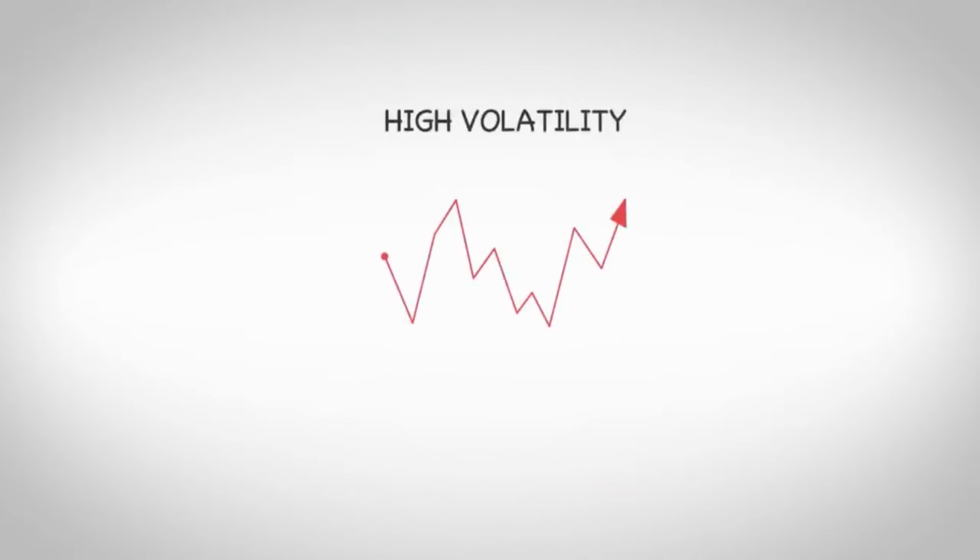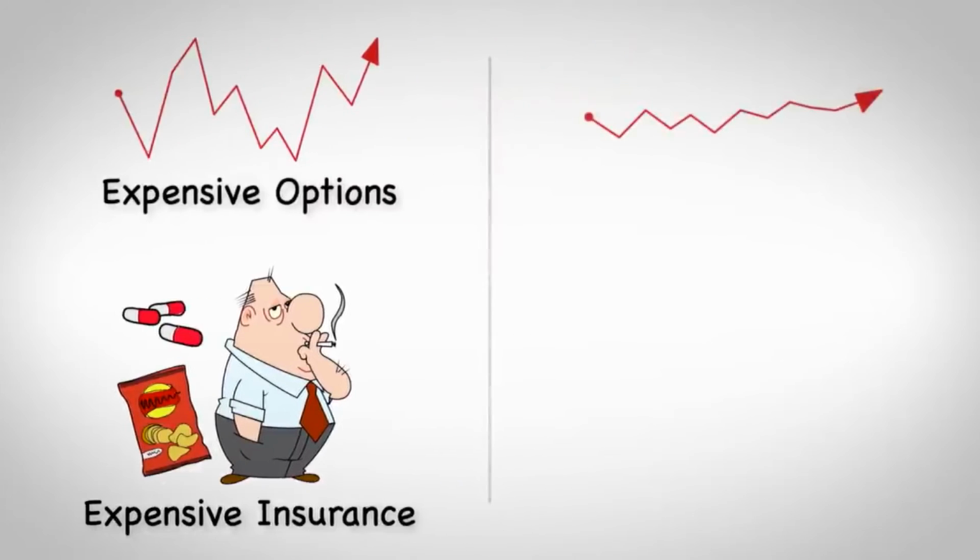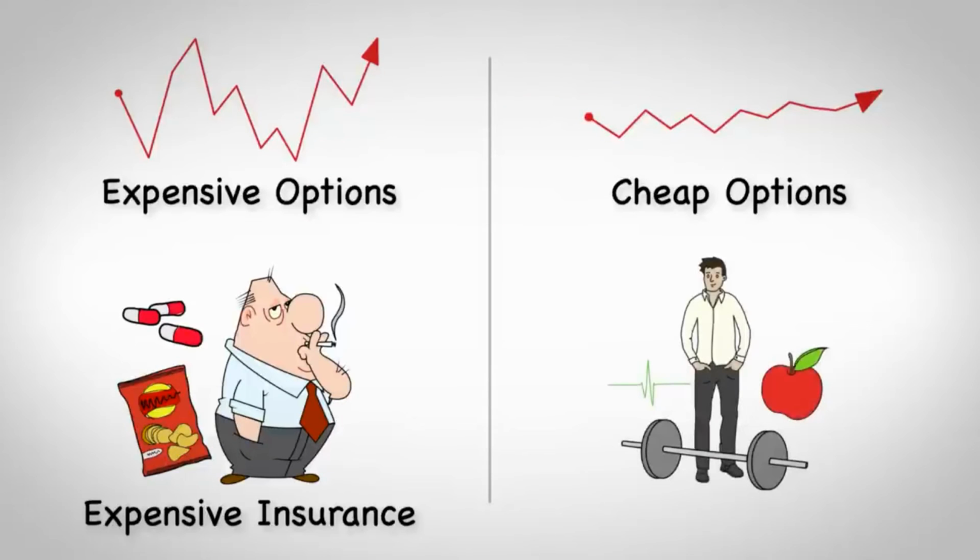So a high volatility stock is going to have more expensive options, just like a very unhealthy person is going to have to pay a ton of money for life insurance. And a low volatility stock is going to have cheap options in the same way that a very healthy person isn't going to have to pay that much for life insurance. Now let's take a look at a real example.